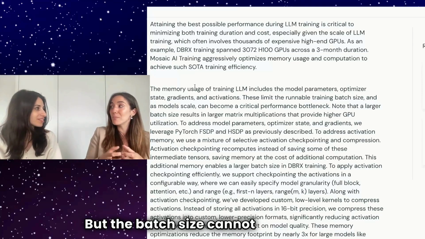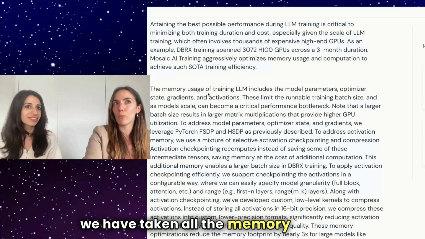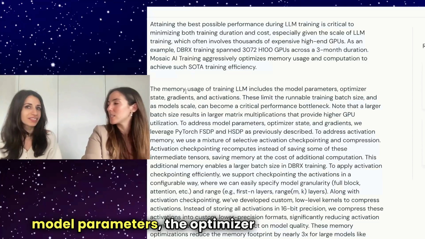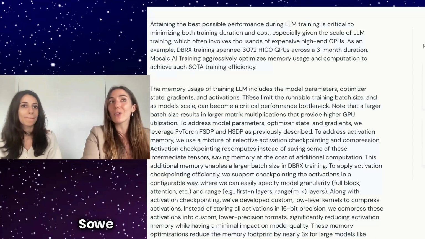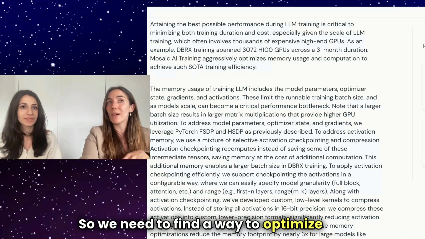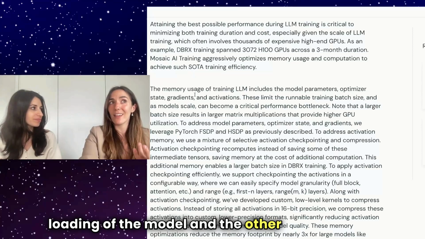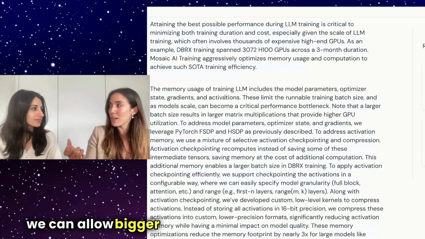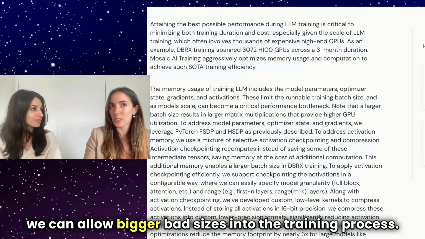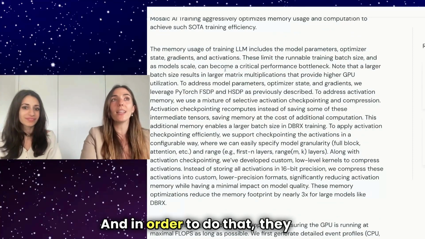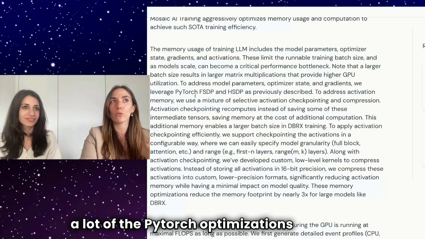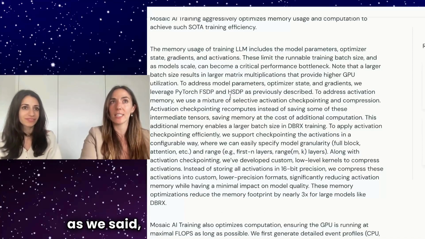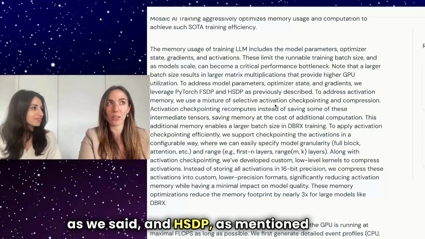But the batch size cannot be pushed if we have taken all the memory from the model parameters, the optimizer, and etc. Right? So we need to find a way to optimize the loading of the model and the other things so that we can allow bigger batch sizes into the training process. And in order to do that, they used a lot of the PyTorch optimizations for FSDP, as we said, and HSDP, as mentioned above.